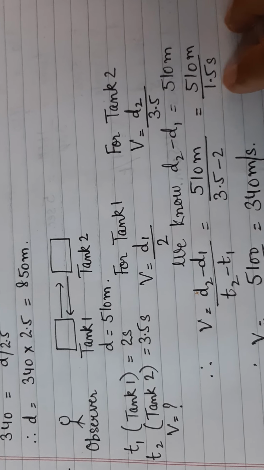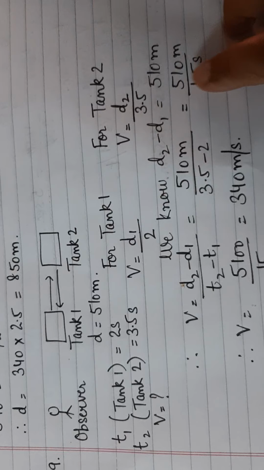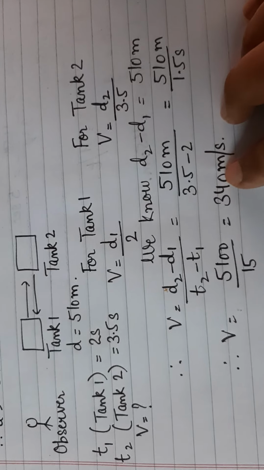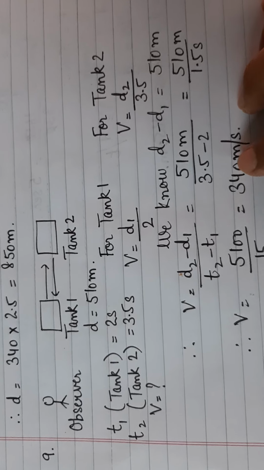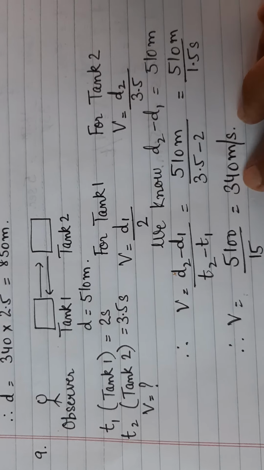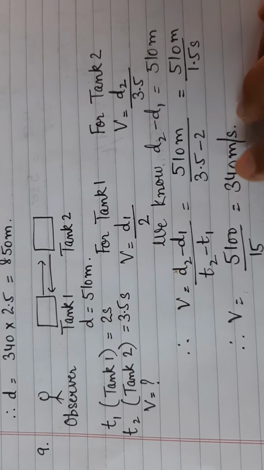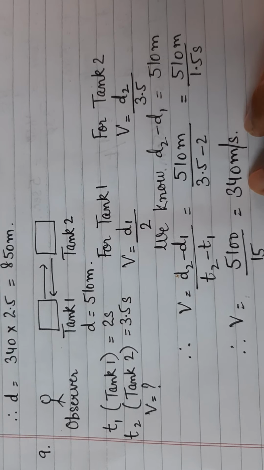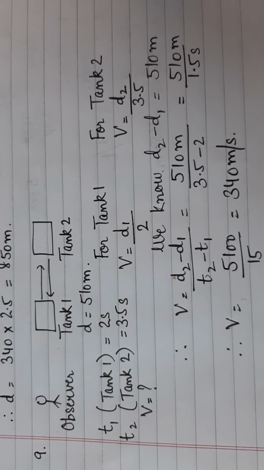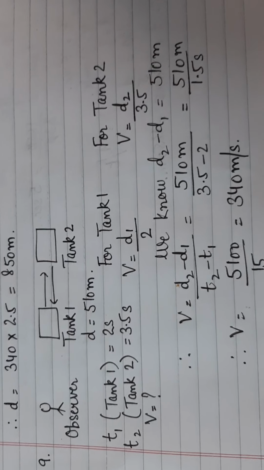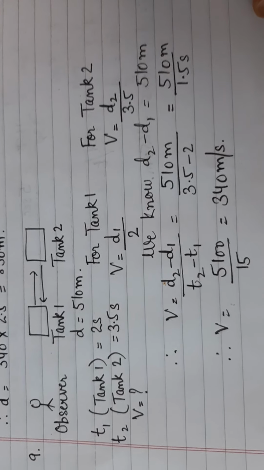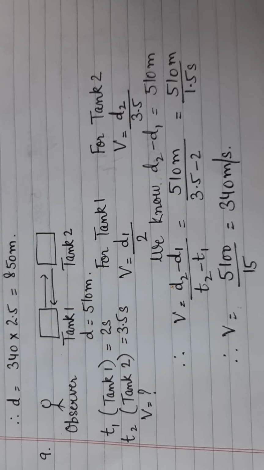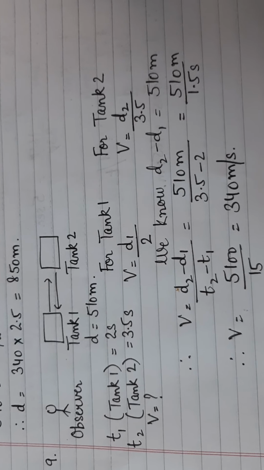So what do I get? 510 upon 1.5. When I divide these two, I get the speed, and that speed works out to 340 meters per second. I was supposed to find the speed of sound in air, so that was calculated to be 340 meters per second. I want you to have a careful look at this numerical as I move forward to the 10th numerical. Just have a careful look at how I have solved it.